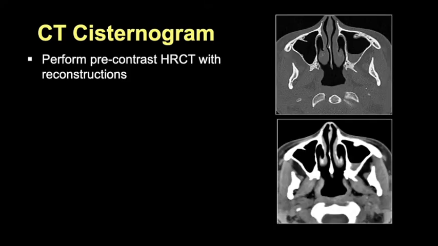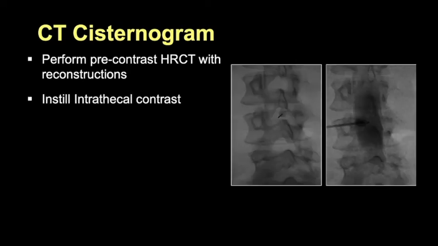So CT cysternography can be a useful tool to attempt to elucidate which is the site of a leak in a patient who is actively leaking. The technique involves first performing a non-contrast routine thin section CT through the sinuses and mastoids in the supine position with soft tissue coronal and sagittal reformations. The patient is then taken to the fluorosuite where 7 to 10 cc's of myelographic intrathecal contrast is instilled via lumbar puncture, and the table is tilted to move the contrast to the basilar cisterns.